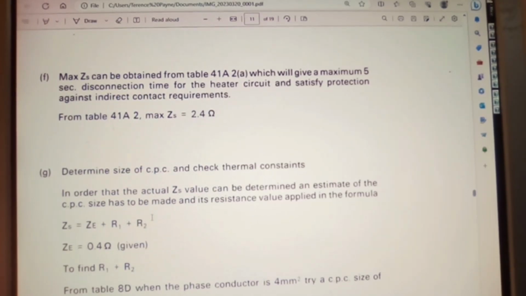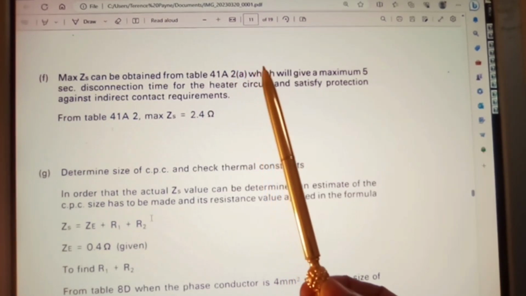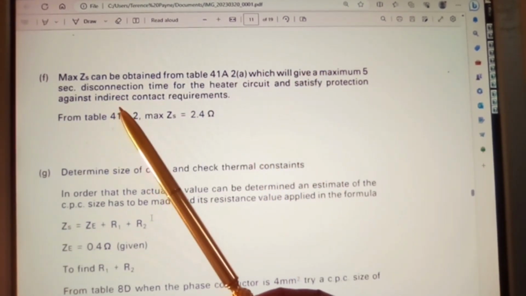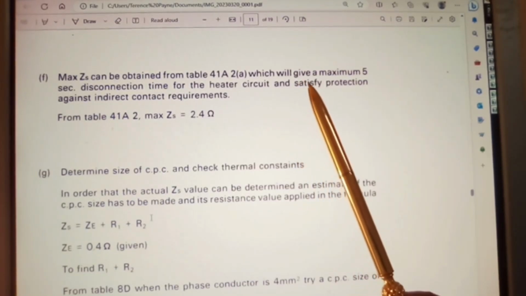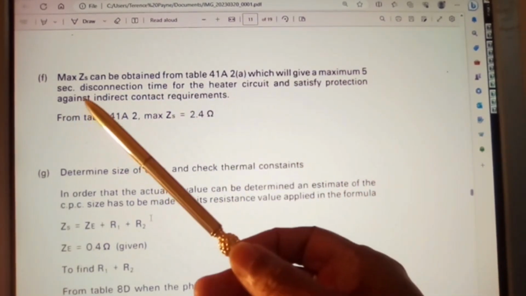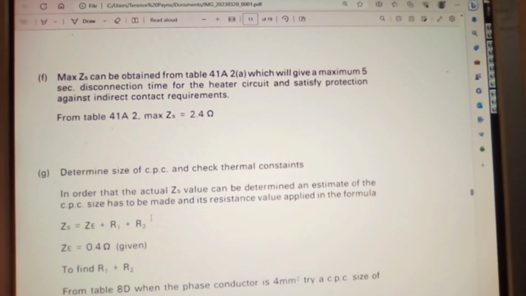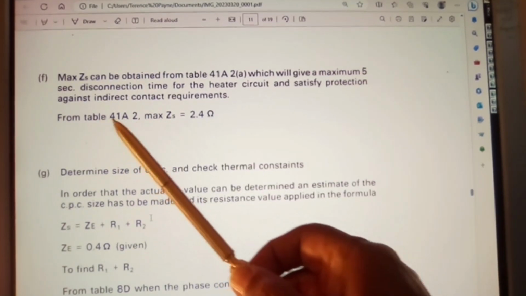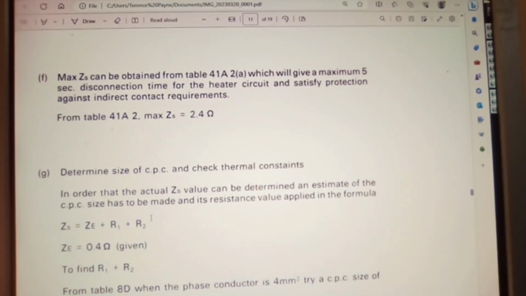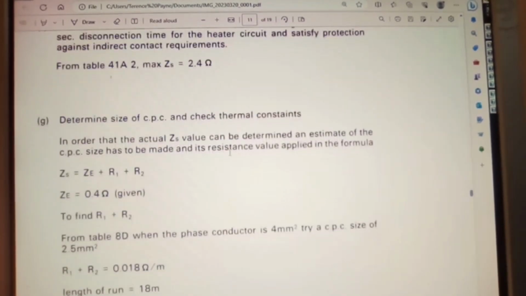Maximum ZS can be obtained from table 41A. Again, confirm your tables, which will give a maximum 5 seconds disconnection time for the heater circuit and satisfy protection against indirect contact requirements. Okay, now again, from table 41A, confirm the correct tables you're using. Determine these values, and check if there are any changes in the names given. Okay.